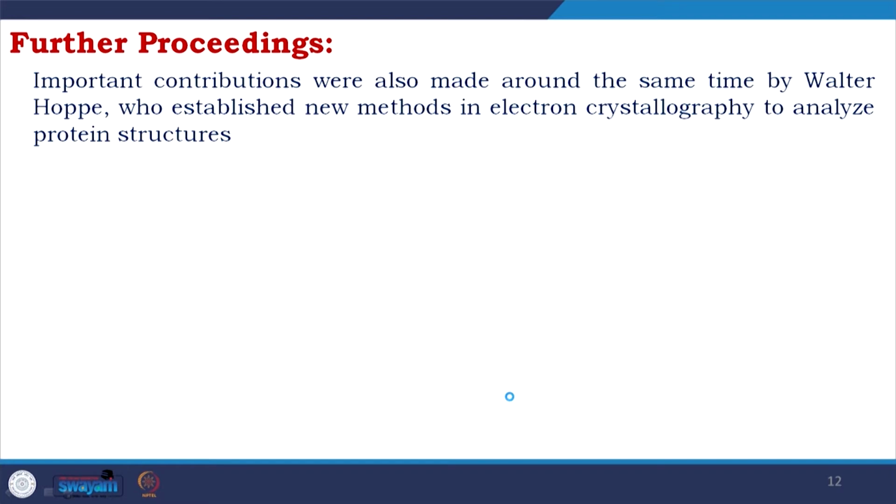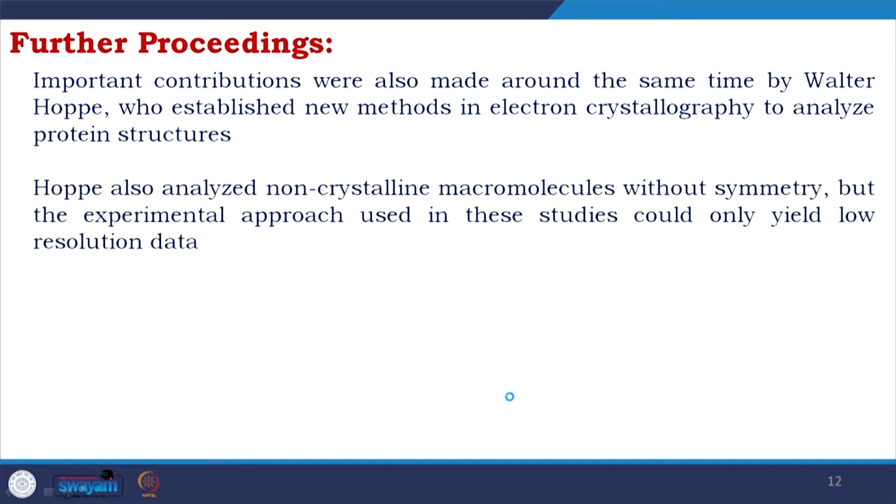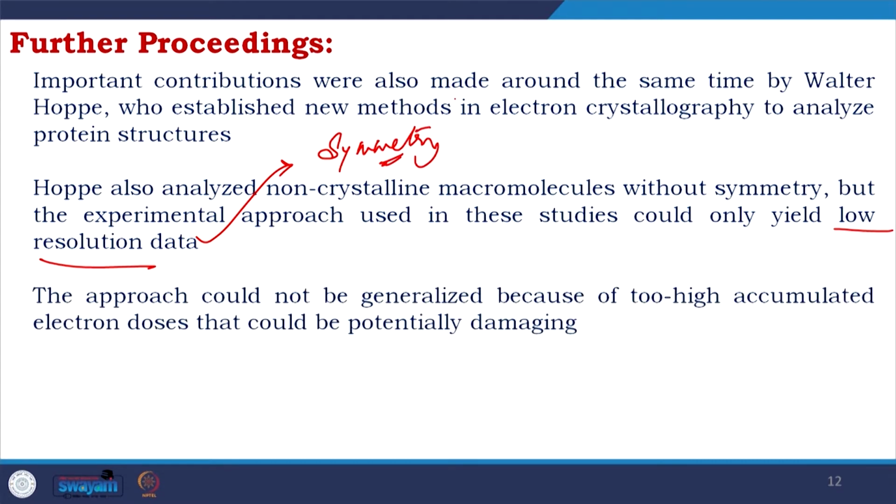Important contributions were also made around the same time by Walter Hoppe, who established a new method in electron crystallography to analyze protein structure. Hoppe also analyzed non-crystalline macromolecules without symmetry, but the experimental approach used in these studies could only yield low resolution data, telling the importance of symmetry also. The approach could not be generated because of too high accumulated electron doses that could be potentially damaging for the sample.